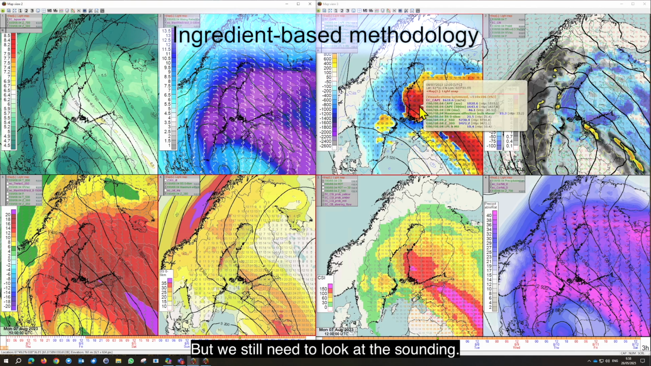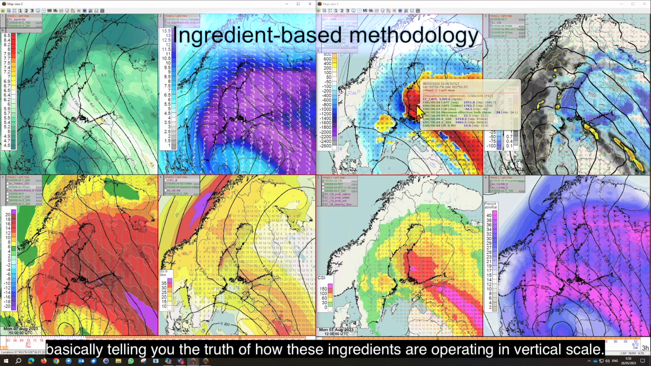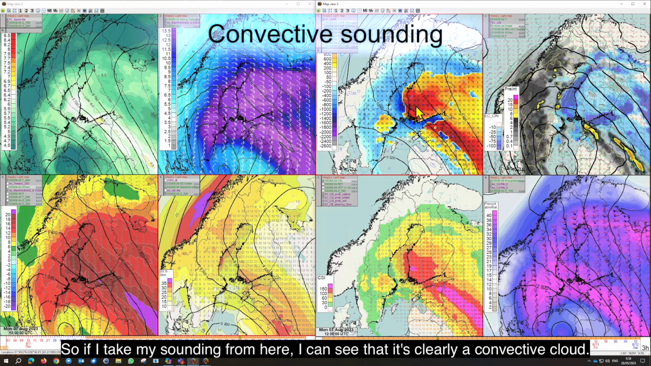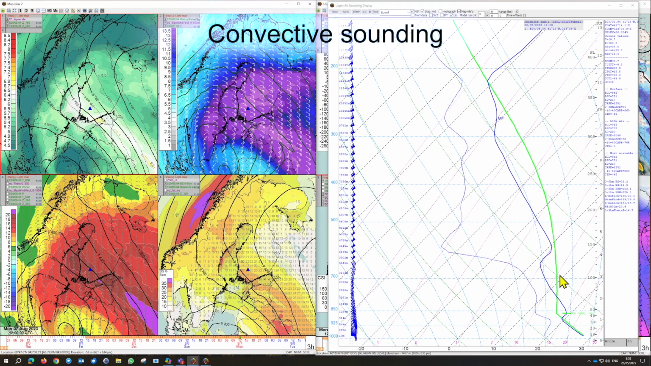But we still need to look at the sounding. So just comparing the ingredients isn't enough. The sounding is basically telling you the truth of how these ingredients are operating in vertical scale. So if I take my sounding from here, I can see that it's clearly a convective cloud.